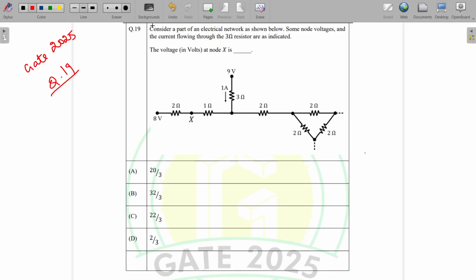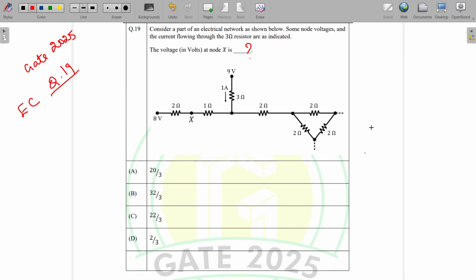Hello everybody. Now we are going to solve a problem from the GATE 2025 EC question paper, and the question number is 19. The question is: consider a part of an electrical network as shown below. Some node voltages and the current flowing through the 3 ohm resistor are as indicated. The voltage Vx at node X is asked. This is the question.